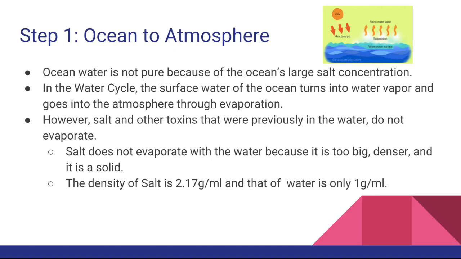Ocean to atmosphere. Ocean water is not pure because of the ocean's large salt concentration. In the water cycle, the surface water of the ocean turns into water vapor and goes into the atmosphere through evaporation. However, salt and other toxins that were previously in the water do not evaporate. Salt does not evaporate with the water because it is too big, it is denser, and it is a solid. The density of salt is 2.17 grams per mole, and that of water is only 1 gram per mole.